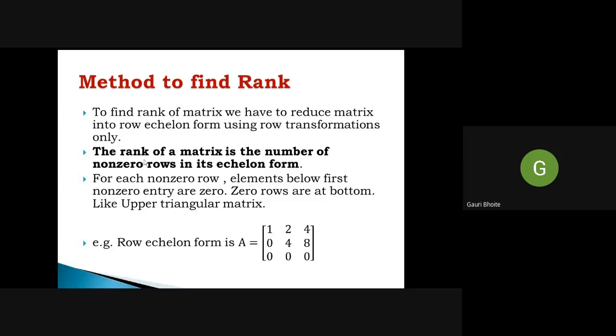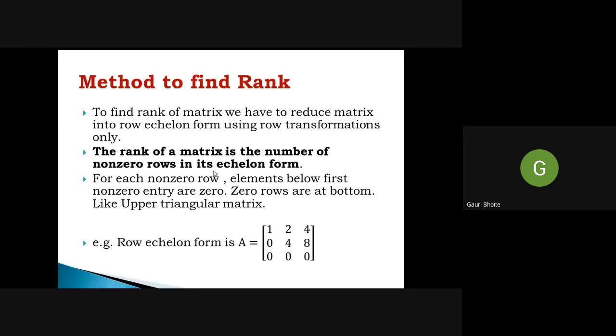To find the rank of a matrix, we reduce the matrix into row echelon form by using row transformations only. Once our matrix is reduced into row echelon form, what is the rank? The number of non-zero rows in its row echelon form, not in the original matrix. The number of non-zero rows in the row echelon form of matrix A is equal to the rank of matrix A.